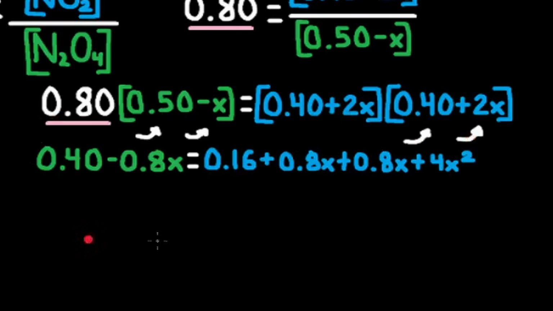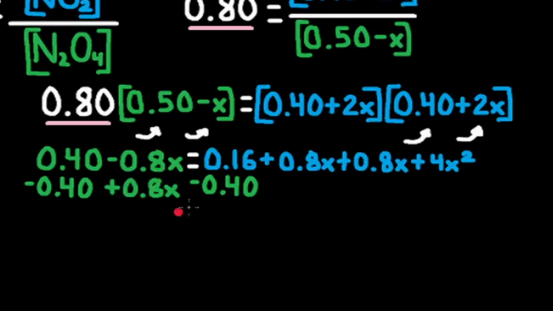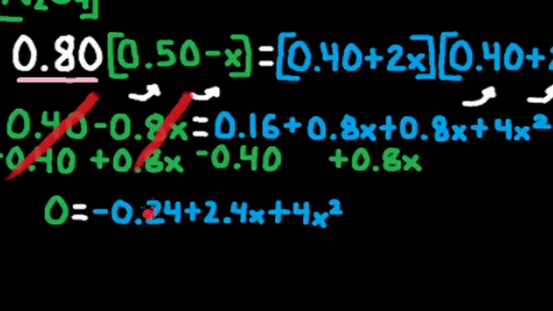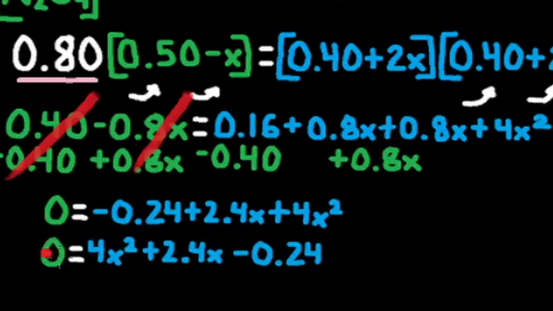To isolate x, we need to move everything to one side. So let's move the left side to the right side. So we have positive 0.40, so we need to subtract 0.40. Whatever you do to one side, we have to do to the other. So we have 0.16 minus 0.40 as well. To get rid of negative 0.8x, we need to add 0.8x. Whatever you do to one side, we have to do to the other. And you should see that everything on the left side cancels out. And on the right side, we're going to have to combine like terms. After we combine like terms, we get 0 is equal to negative 0.24 plus 2.4x plus 4x squared. Let's write this in standard form. It's much easier to read. So we have 0 is equal to 4x squared plus 2.4x minus 0.24.